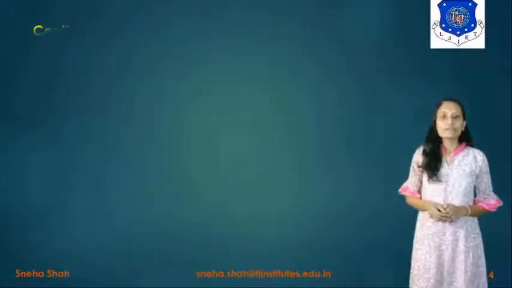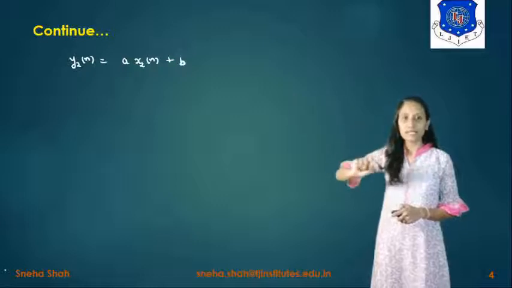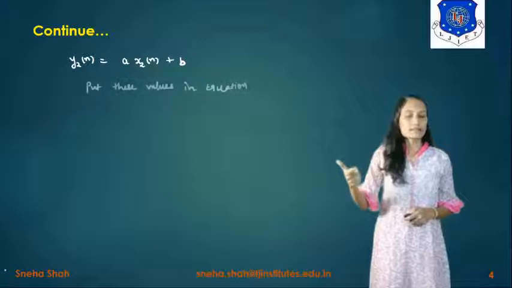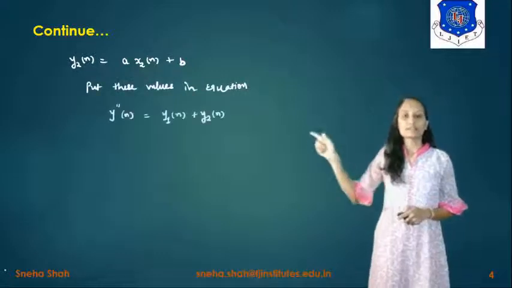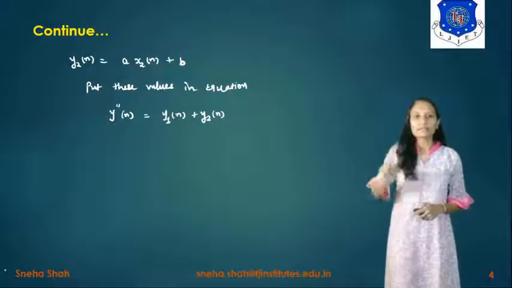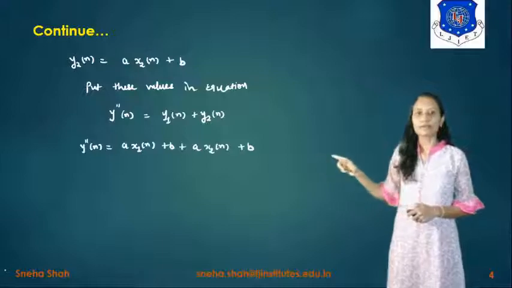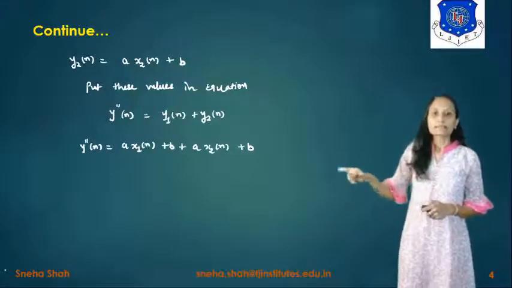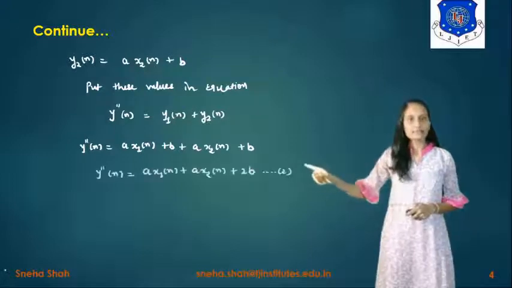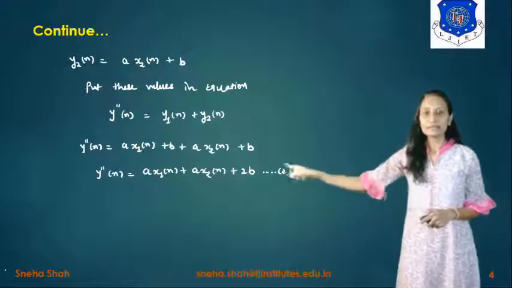Similarly, the value of y2 of n is y2 of n equals a x2 of n plus b. Now we put these two values, y1 of n and y2 of n, in the equation y double dash of n equals y1 of n plus y2 of n. So y double dash of n equals a x1 of n plus b plus a x2 of n plus b. Now if we simplify this term, then y double dash of n equals a x1 of n plus a x2 of n plus 2b.